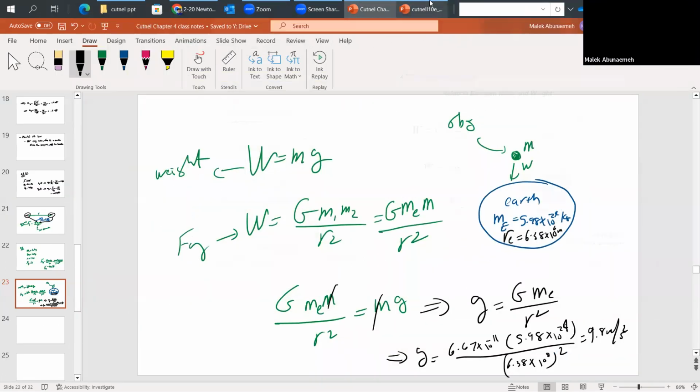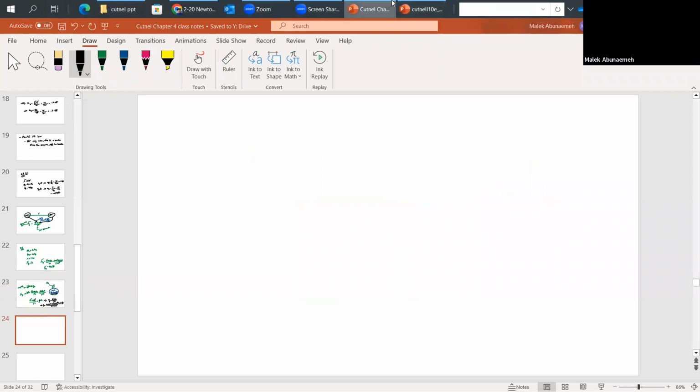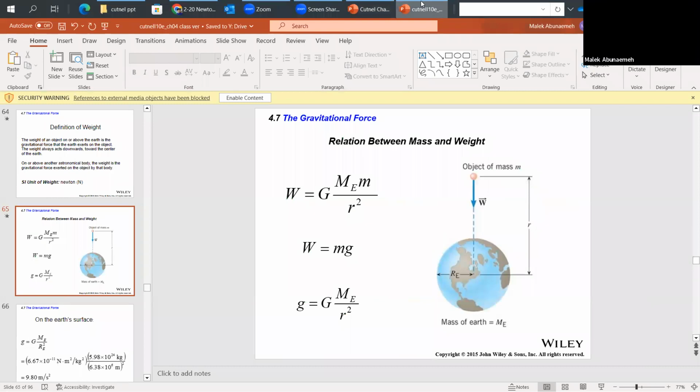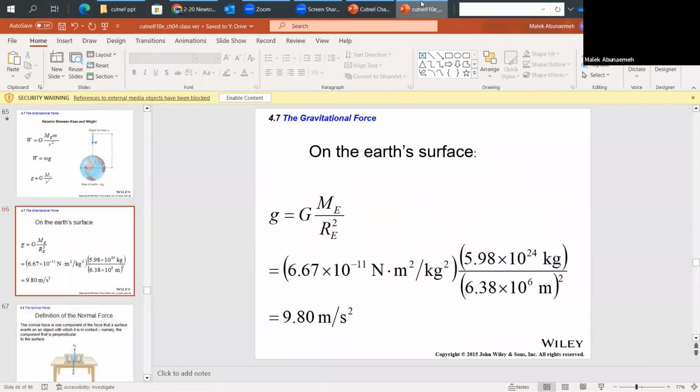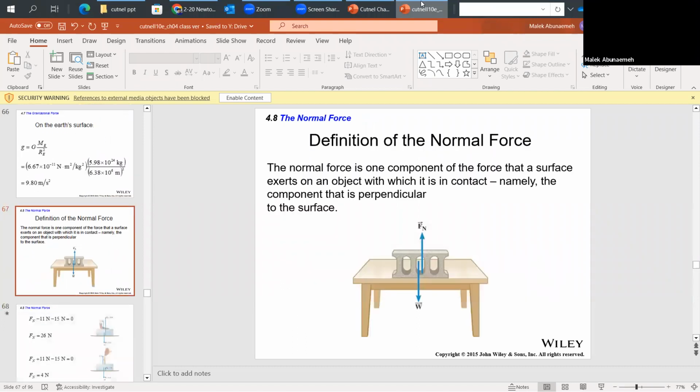Now, going back to our slides. Again, your gravitational force is going to equal the gravitational constant times the mass of the Earth divided by the radius of the Earth squared, which again equals 9.8 meters per second squared.